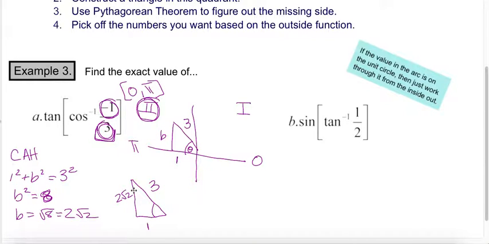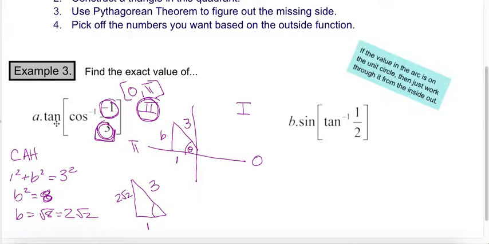So what we just did, we used the arc, and this arc in here tells us how to build the triangle that we need. But now this outside function is going to tell us what values to pick off of our triangle to find the answer. And that's what step 4 says.